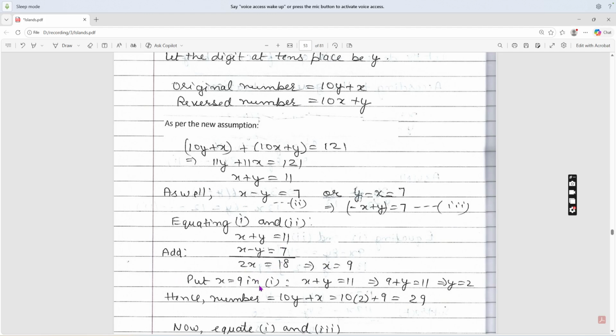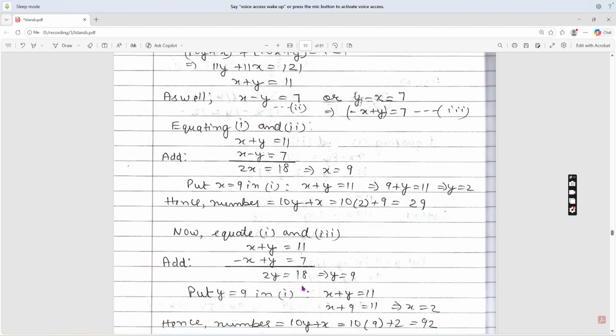Now we are going to put x is equal to 9 in equation 1. What is equation 1? That is x plus y is equal to 11. So here x is equal to 9, so 9 plus y is equal to 11. So y is equal to 11 minus 9, that is equal to 2. Hence the number would be 10y plus x, where y is equal to 2. So 10 into 2, that is 20, plus 9, that is 29.